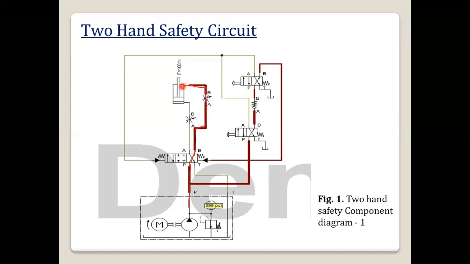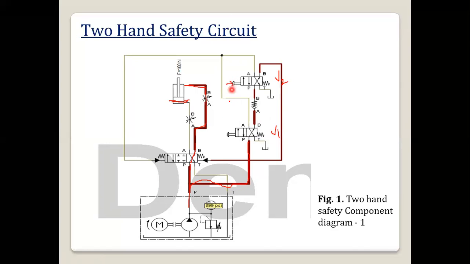Okay, so oil will be going to the rod side. Here we can see that it is in the fully retracted position. Also, the oil flow will be going to the right envelope of valve V1 and the right envelope of valve V2.